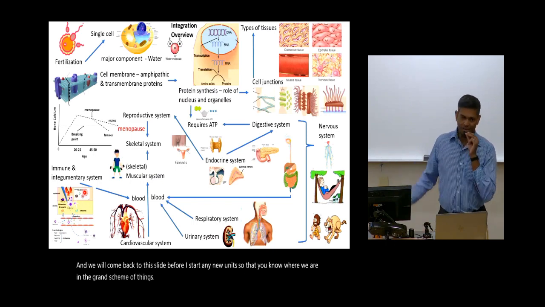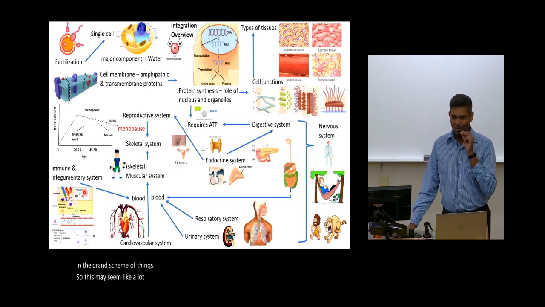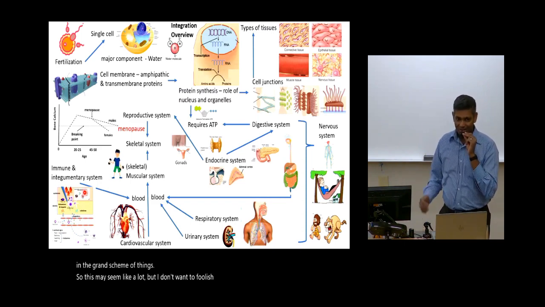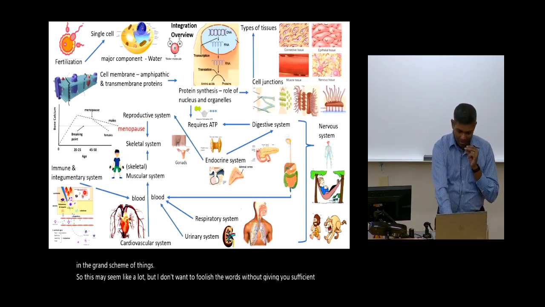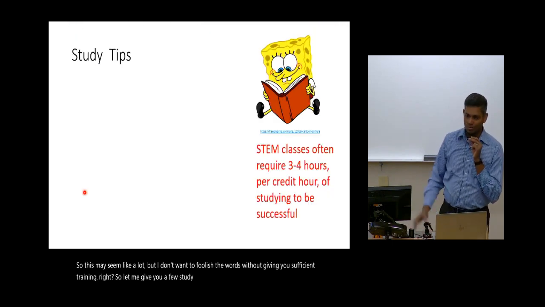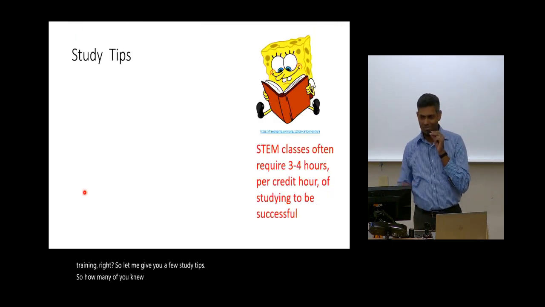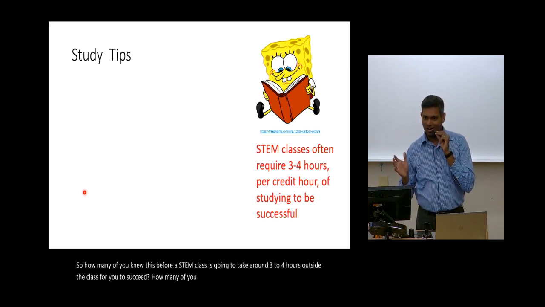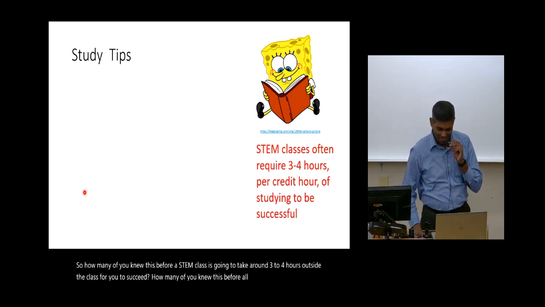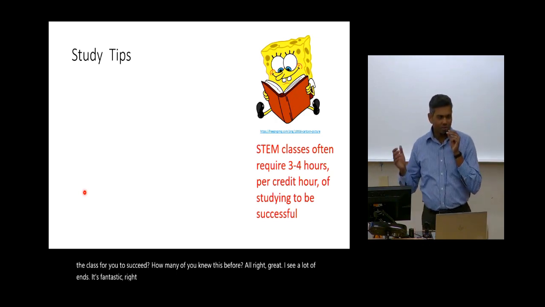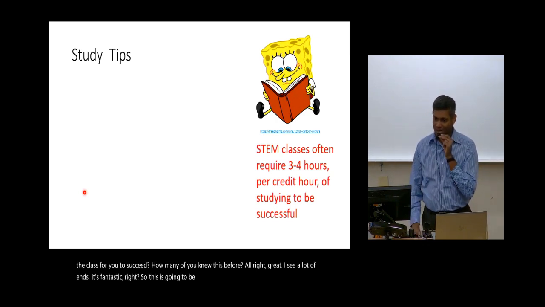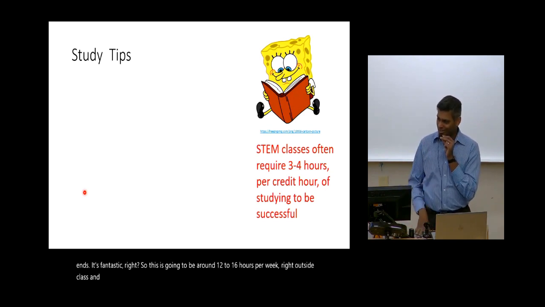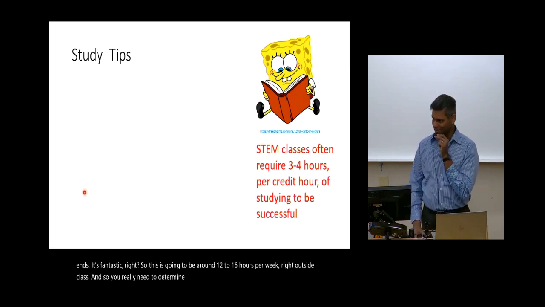So this may seem like a lot, but I don't want to throw you to the wolves without giving you sufficient training, right? So let me give you a few study tips. How many of you knew this before? A STEM class is going to take around 3 to 4 hours outside the class for you to succeed. How many of you knew this before? All right, great. I see a lot of hands. That's fantastic. So this is going to be around 12 to 16 hours per week, right, outside class. And so you really need to determine now when you're going to spend that time every week.